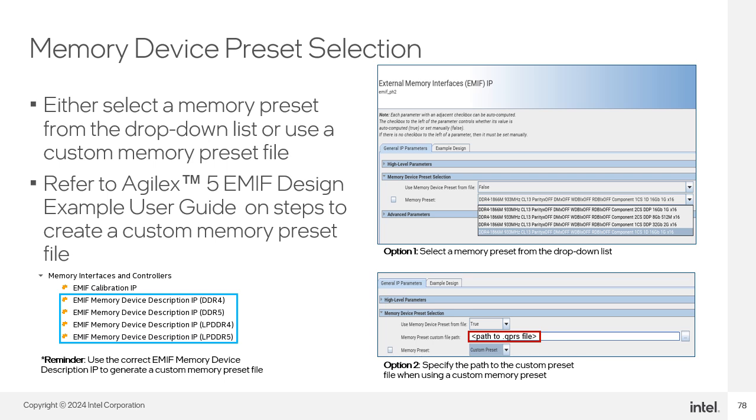You can generate a custom memory preset file using the EMIF memory device description IP. Refer to the design example user guide, for example, on how to create a custom memory preset file. Each protocol has its own memory device description IP. Remember to use the correct IP to generate the custom memory preset file for a given protocol.